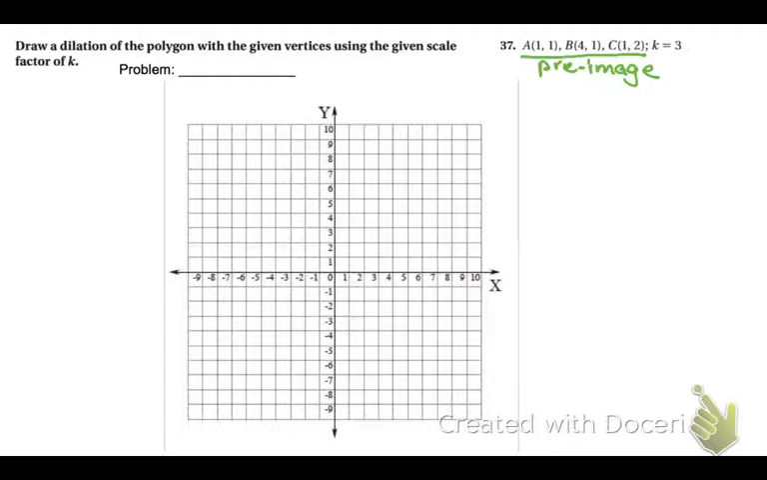So A is 1. I'm going to make some dots here. Okay, B is x equals 4, y equals 1. Okay, C is x equals 1, y equals 2. And there's my little teeny triangle.